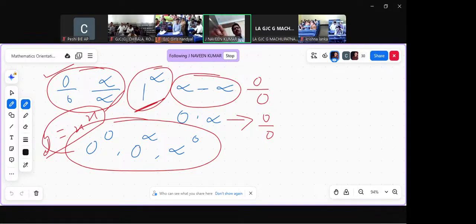Next, any new indeterminate form that is base power, taking log on both sides, you will get either 0 by 0 or infinity by infinity.